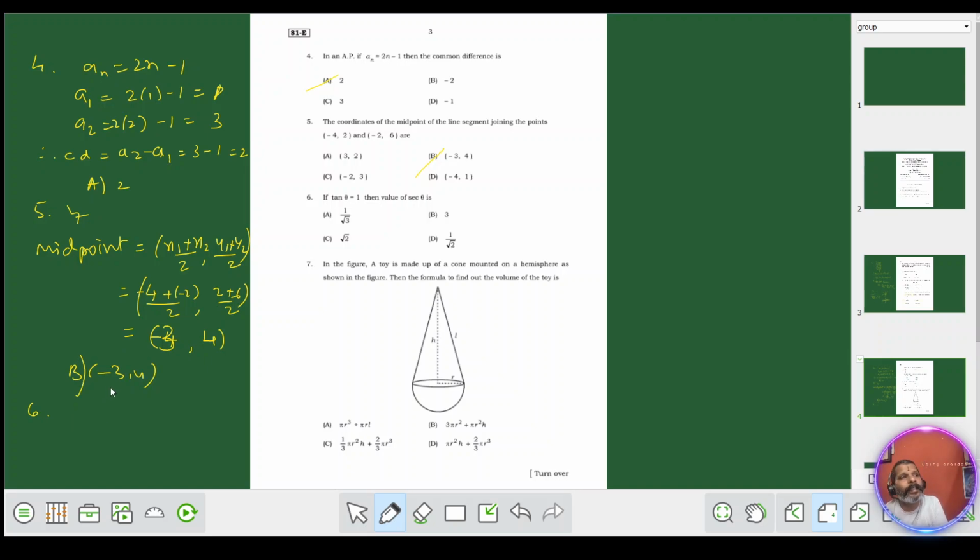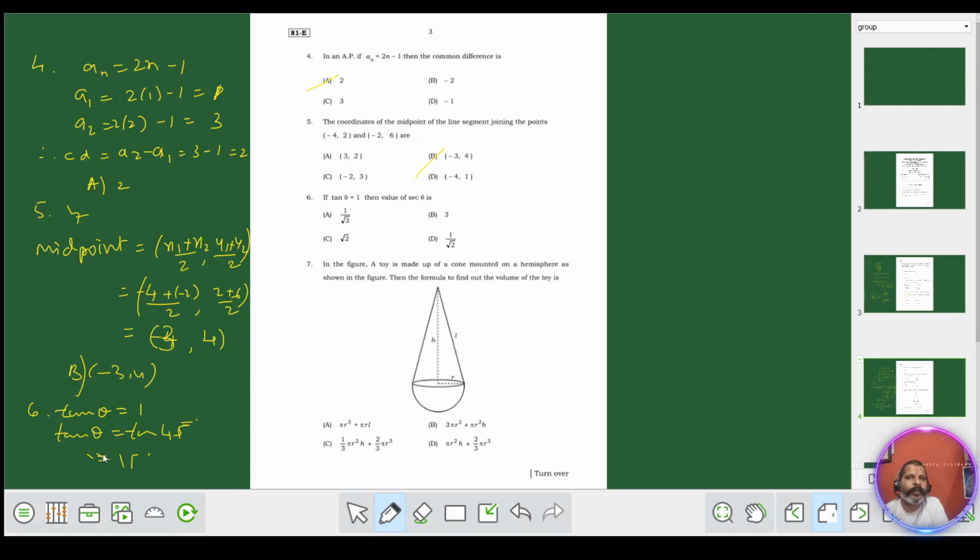Next, if tan theta is 1, find the value of secant theta. Don't construct a table and find the other two sides here. Tan theta is 1 means you should know what is 1 in the tan table. It is tan 45. When tan 45 is 1, we get theta as 45. Then find secant 45. What is asked is secant theta. Theta has come here as 45, right?